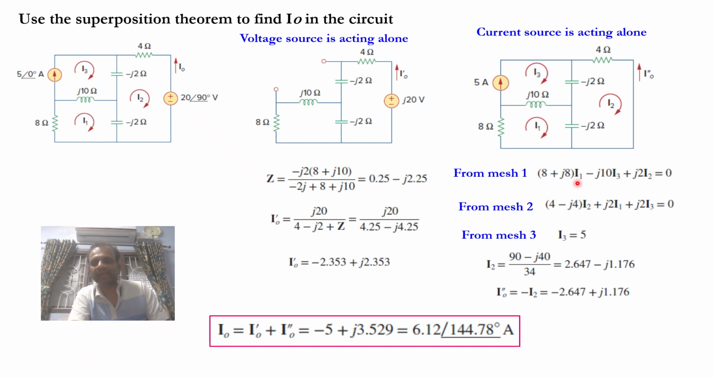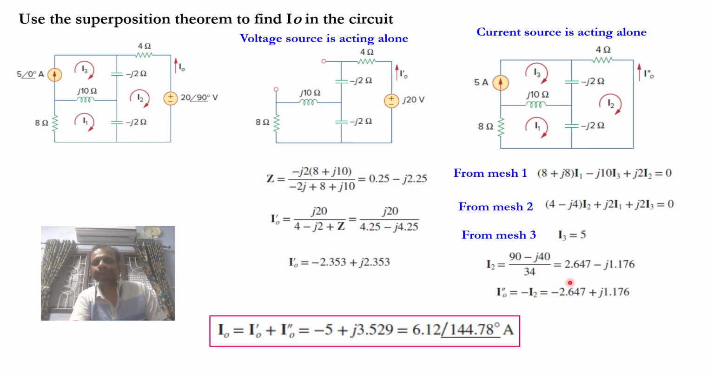So what remains is I1 and I2. Only 3 loops are there, I1, I2, I3. I3 is 5. I1 and I2 are the other two. Two equations, two variables, you can simplify. You will get I2. Once you get I2, you can get I naught. So I naught is the sum of these two currents.